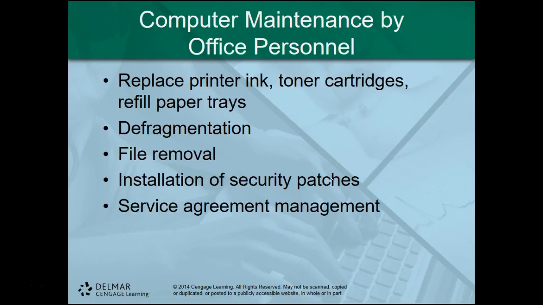Okay, so office personnel have to help maintain the computers, and we do that by replacing printer ink and toner cartridges and refilling paper trays in the printer/copier. We can do disk defragmentation, which helps clear out a bunch of older things that we don't need. We can remove files that we're no longer using. We can also install security patches, and also manage the service agreements.